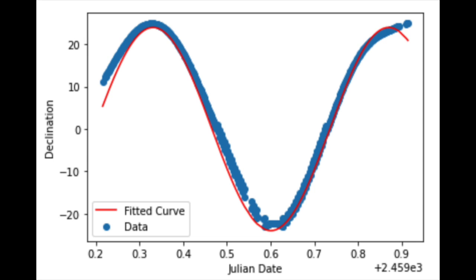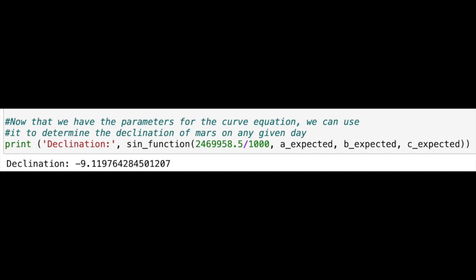You'll notice that the x-axis is scaled down. I did this because curve fit doesn't work well with very small or very large numbers, so I reduced the Julian date data. Once I got the fitted curve equation, I could use it to find the declination of Mars on any given day. Here are a few lines of my code.